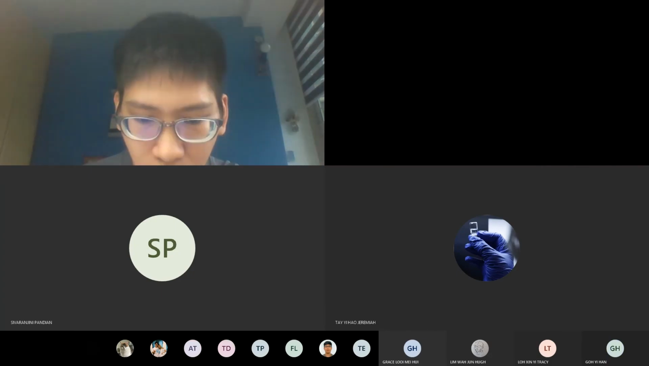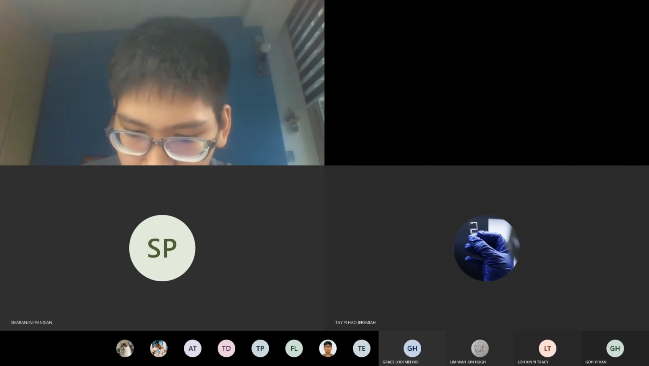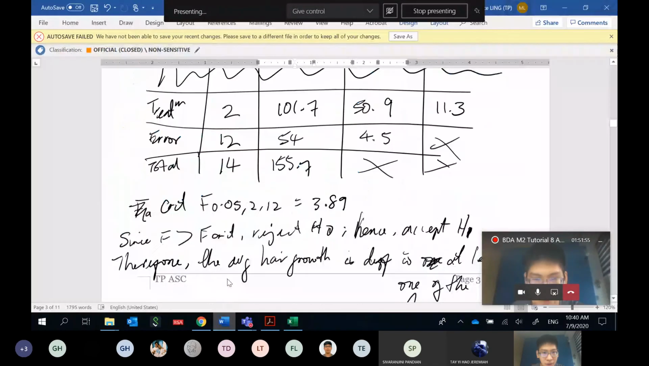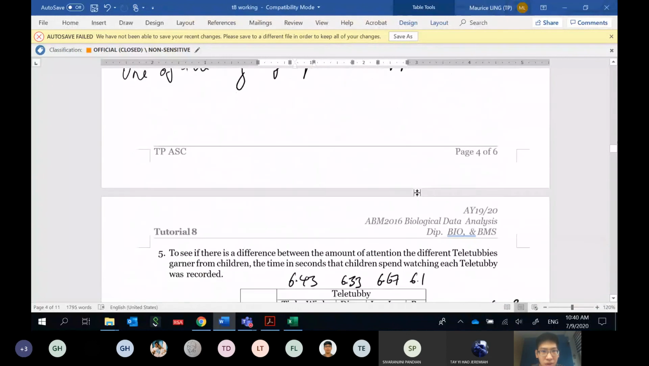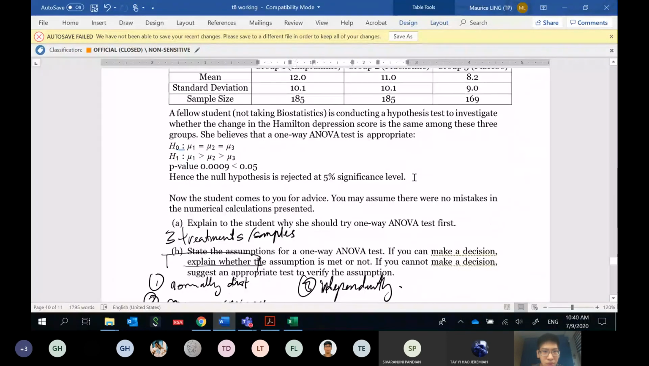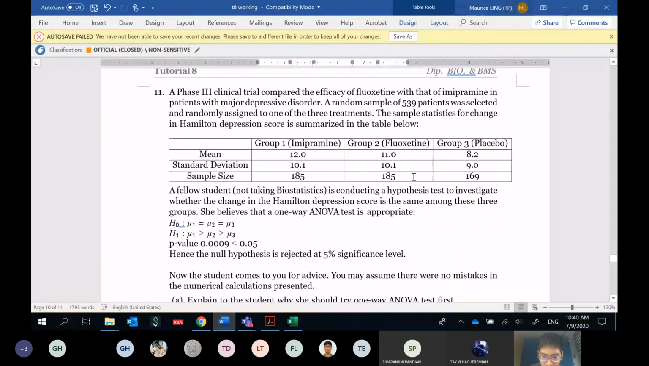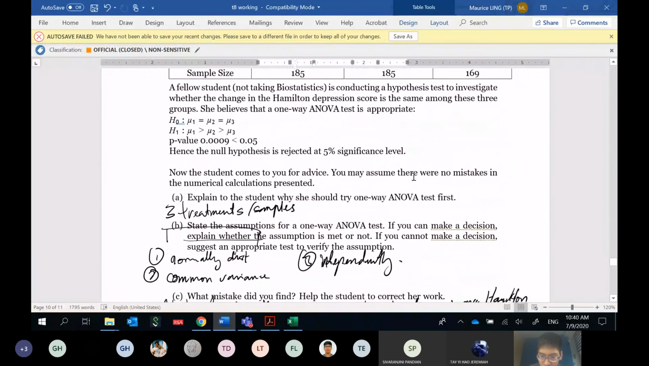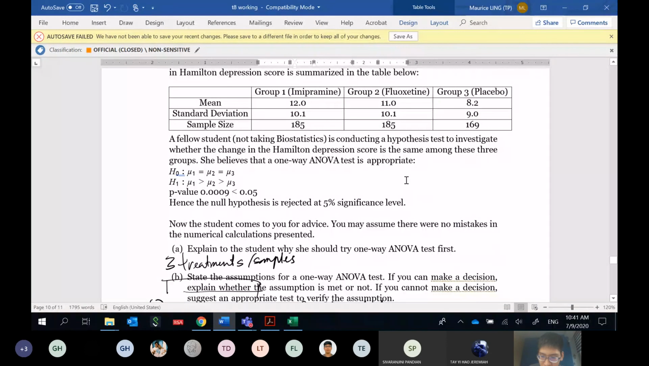So, may I also ask for question 11A? Okay, 11A, yes? Yes, sir. So can we alternatively say that because the one-way ANOVA test does not involve the assumption that all the three groups must be equal in sample size, in this case, group three, which is 169, is not equal to 185?